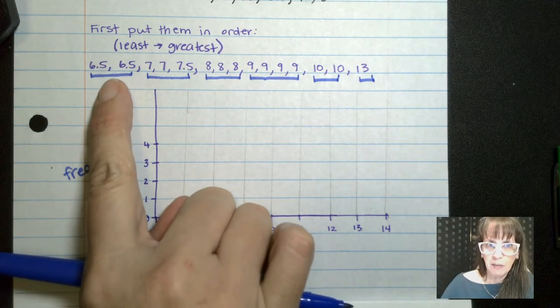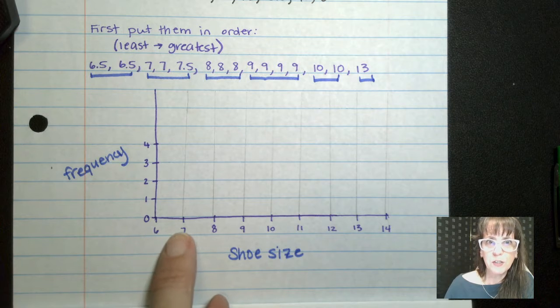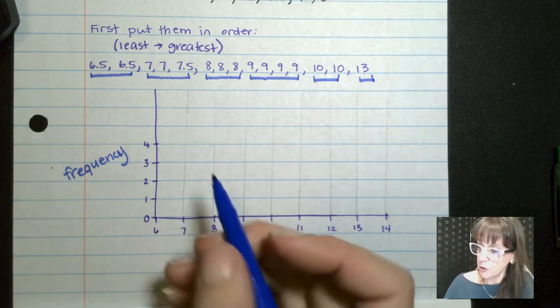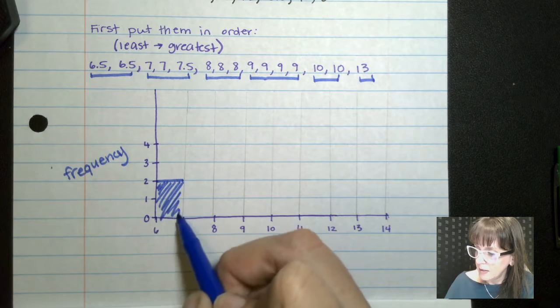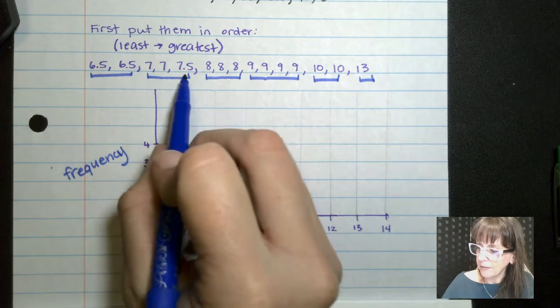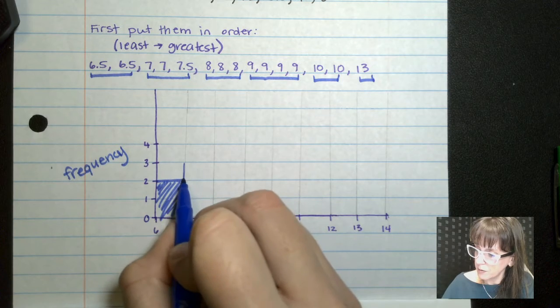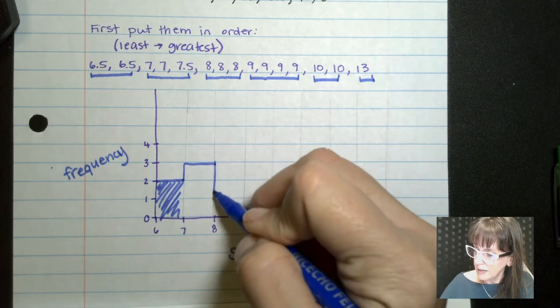So for the 6.5, from 6 to 7, we have 2. So I'm going to put that right here, and we color it in. Then from 7 to 8, I have 3 of these. So go right up to here and color this in.